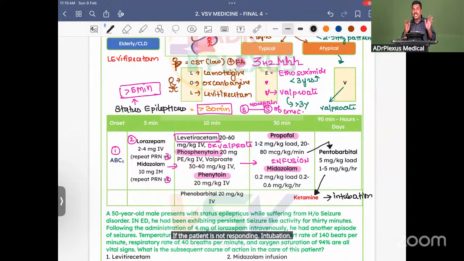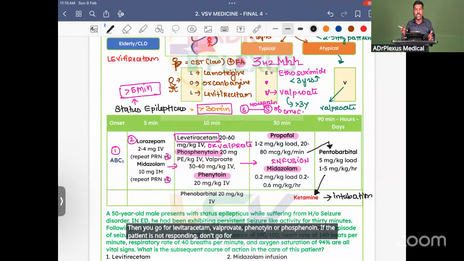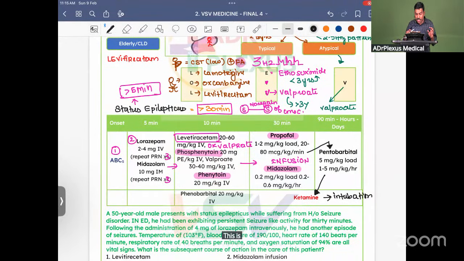This is the sequence. So first ABC, then you give lorazepam or midazolam, then you go for levetiracetam, valproate, phenytoin or fosphenytoin. If the patient is not responding, go for propofol or midazolam infusion. If not responding, phenobarbital. If not responding, then ketamine. If not responding, intubation and mechanical ventilation. This is how you will approach a case of status epilepticus.